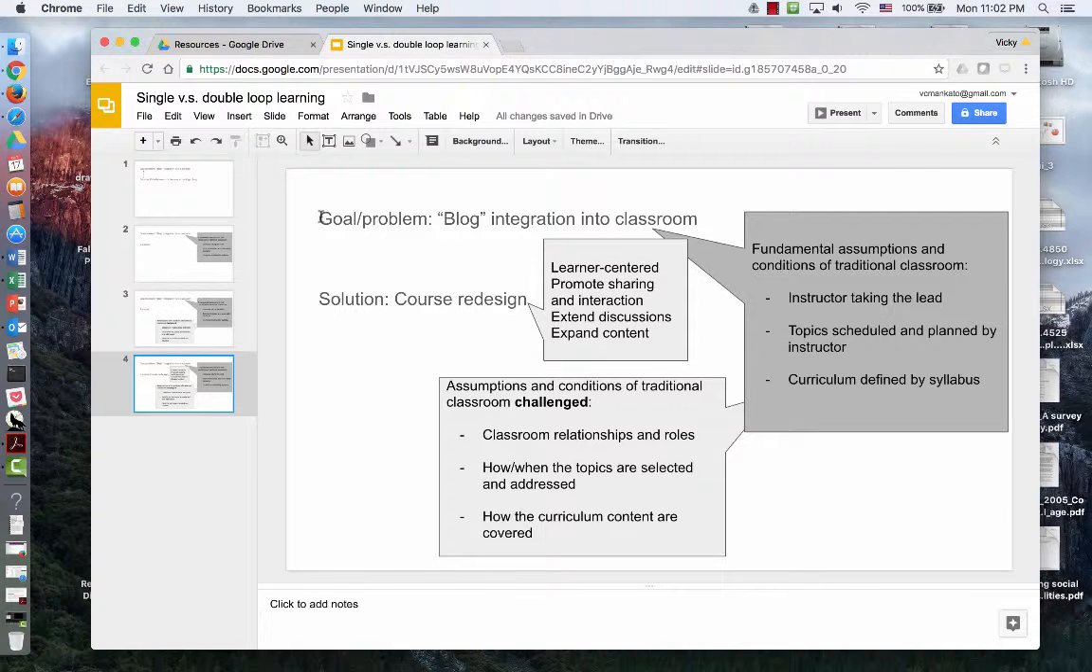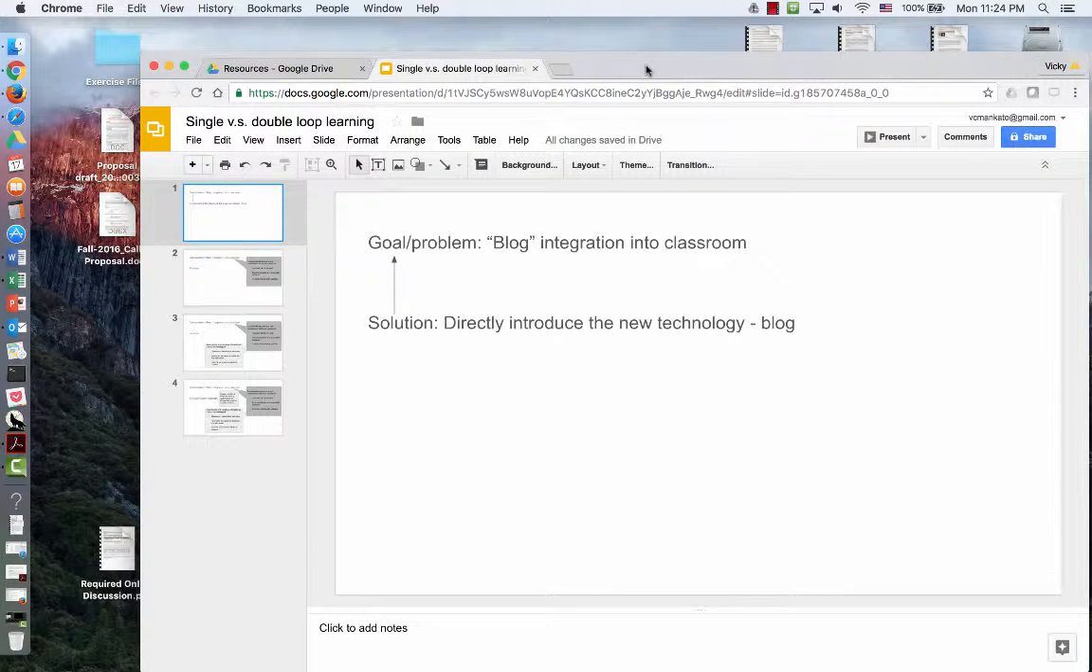So to compare the two different approaches again, in the single loop learning process, we're trying to design the solution that can directly address the problem we identified. In this approach, we are not examining the context or questioning our assumptions. So the solution is often unsuccessful because of the unintended consequences and changes, and because we are not addressing the problem systemically.